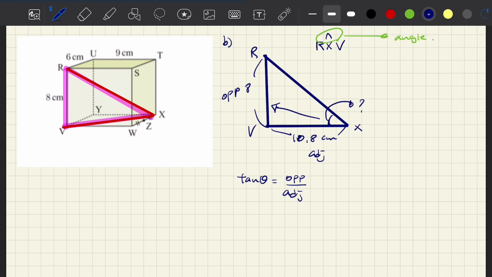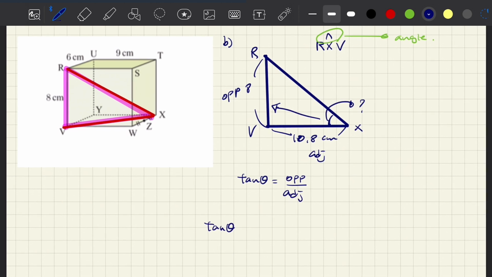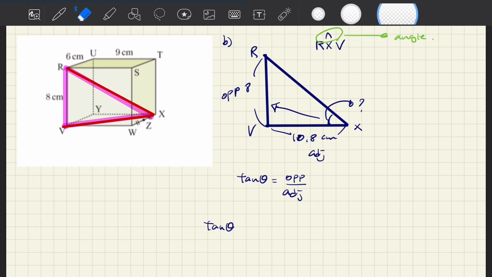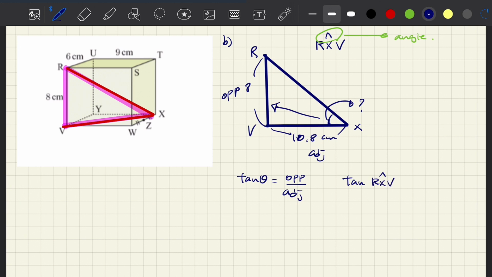Then we can say the tangent of angle RXV is the same as 8 over 10.8. Then the angle RXV is the same as tangent inverse of 8 over 10.8, which gives us about 36.5 degrees. Okay, then we have found the answer for question B.